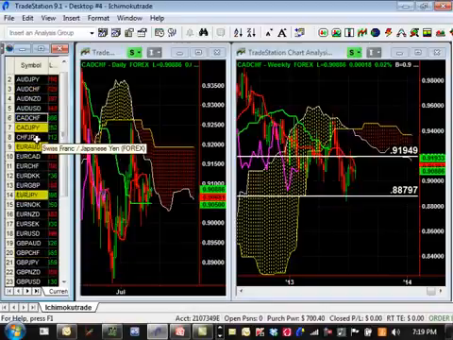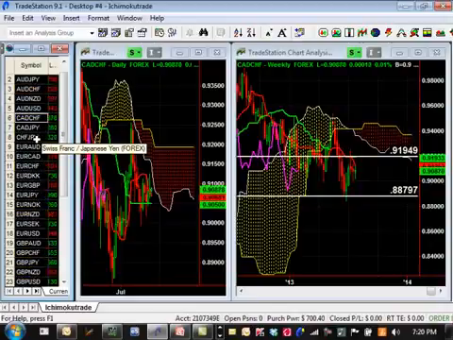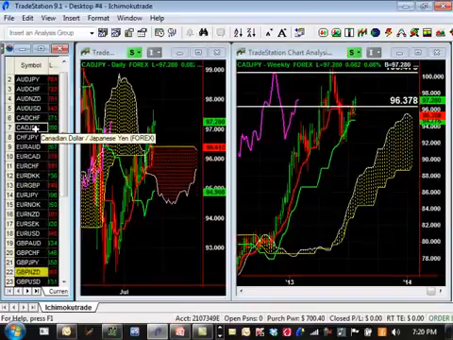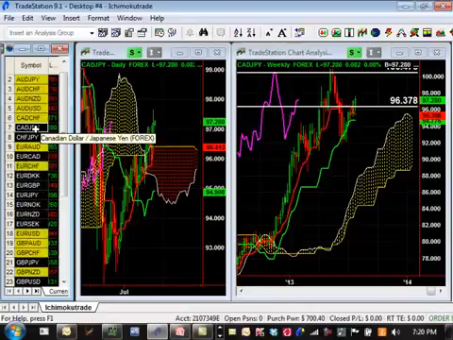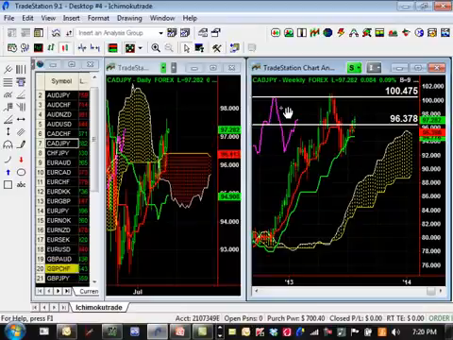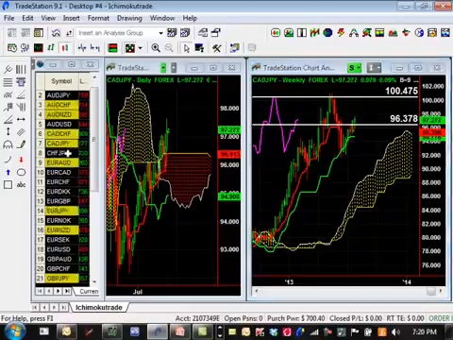The CAD Swissy, nothing really going on except consolidating between 88.79 and 91.94. The trend is bearish. If it could break that support, it's going to start a trend both on the daily and weekly, so keep an eye on that. CAD Yen, still bullish. Really hasn't gone through a pullback at all. Support on this one is going to be 96.37. Resistance is going to be 100.47.